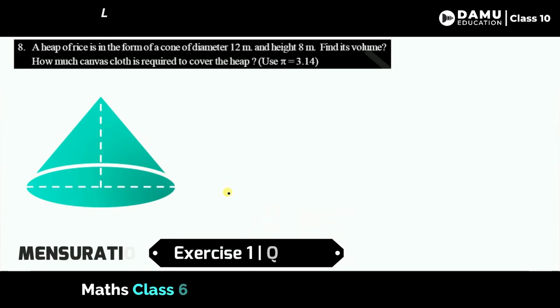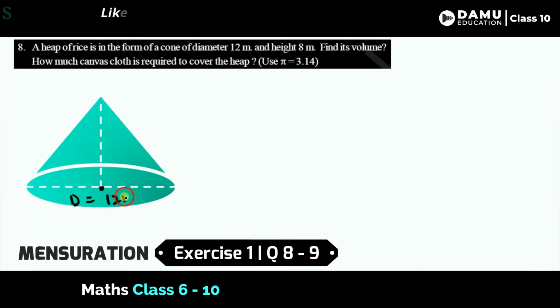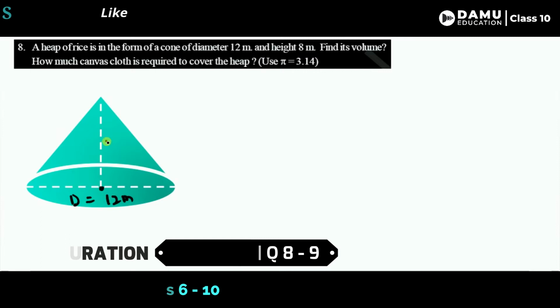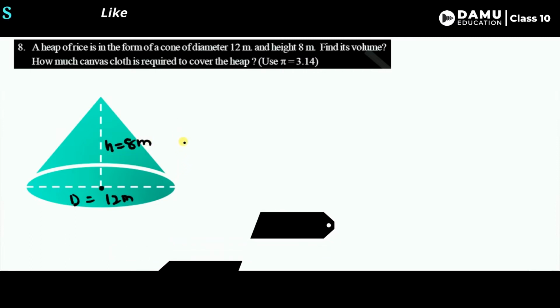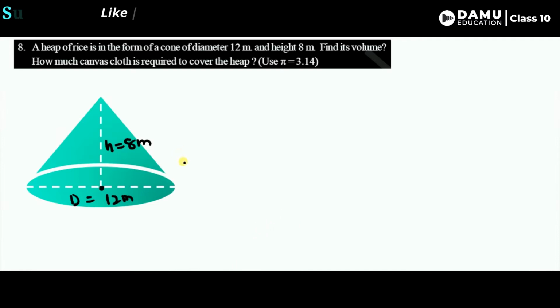So in this session, we are going to discuss our 8th question. A heap of rice in the form of a cone of diameter 12 meters. So this is the center, this is the diameter. That is what the diameter will be, 12 meters, and the height is 8 meters. So this is the height, 8 meters. Then find its volume. How much canvas cloth is required to cover the heap?